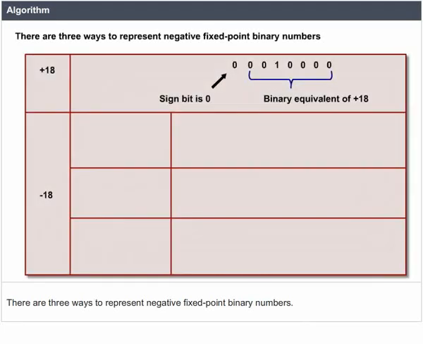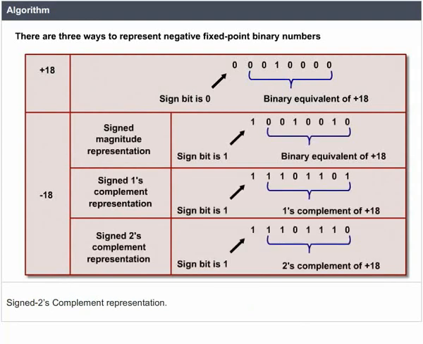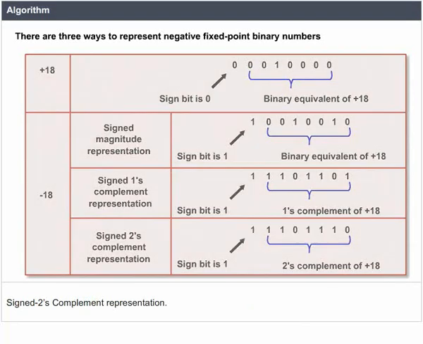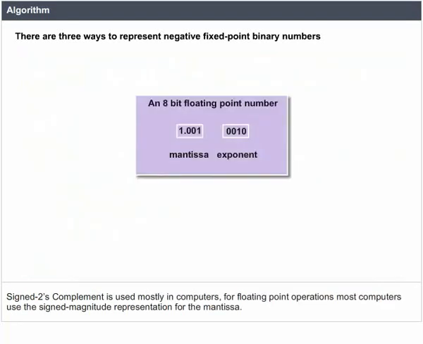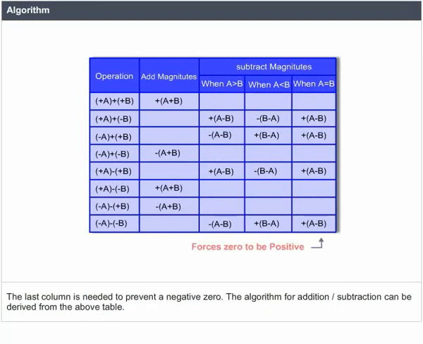There are 3 ways to represent negative fixed point binary numbers: signed magnitude form, signed 1's complement, and signed 2's complement representation. Signed 2's complement is used mostly in computers for floating point operations. Most computers use the signed magnitude representation for the mantissa. When two signed magnitude values are added or subtracted, the possible alternates are as tabulated; the last column is needed to prevent a negative 0. The algorithm for addition or subtraction can be derived from the above table.